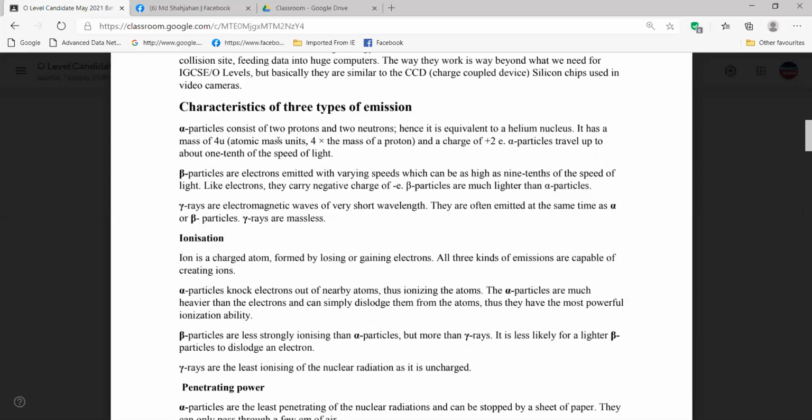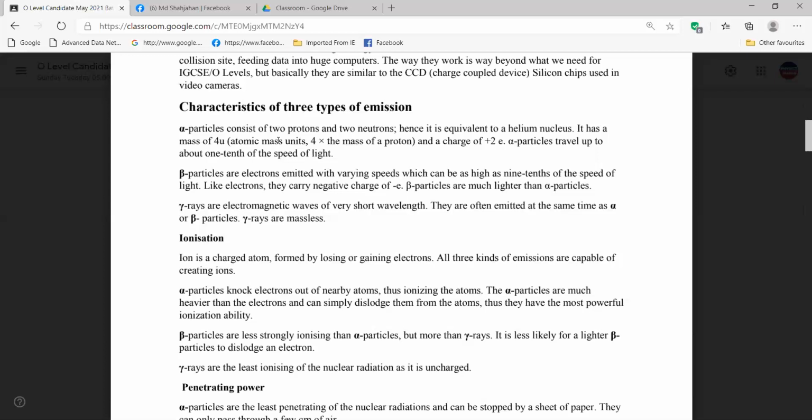Okay, and they both are deflected in electric field and magnetic field, but in the opposite way. In an electric field, we have positive and negative terminals, right? So when you are putting alpha particles in an electric field, then alpha particles will be attracted by the negative terminal. And the beta particles will be attracted by the positive terminal. So their deflection will be opposite.